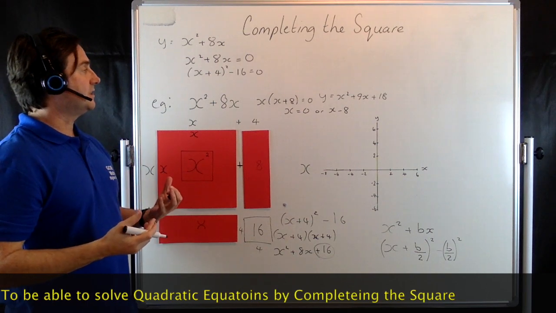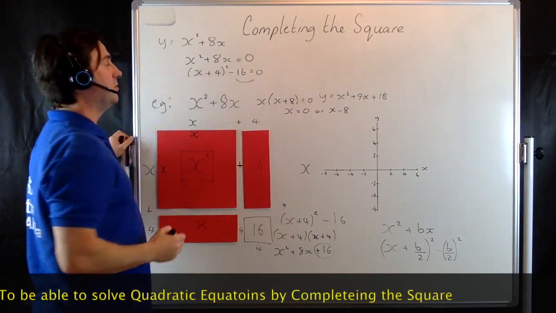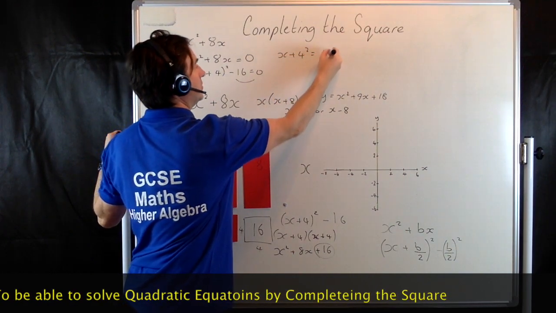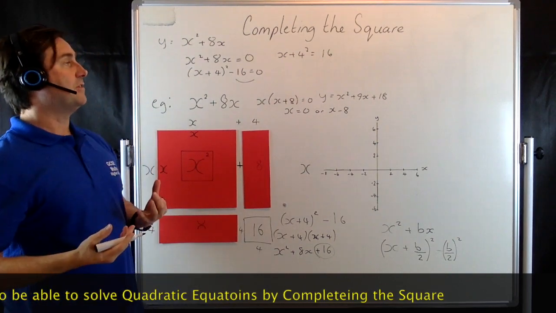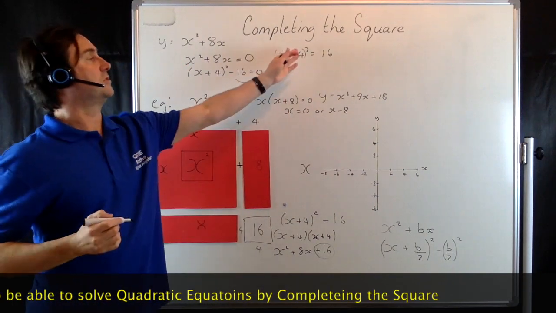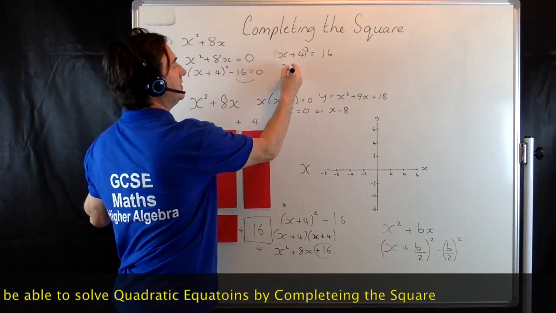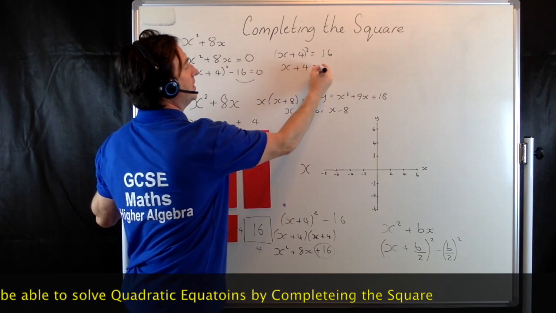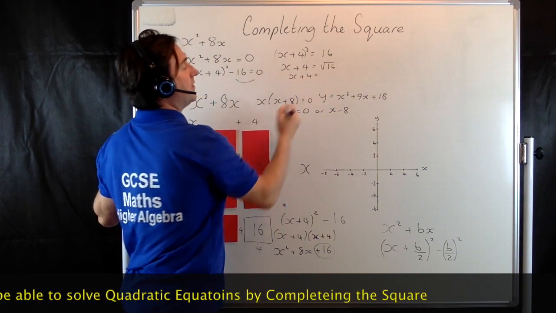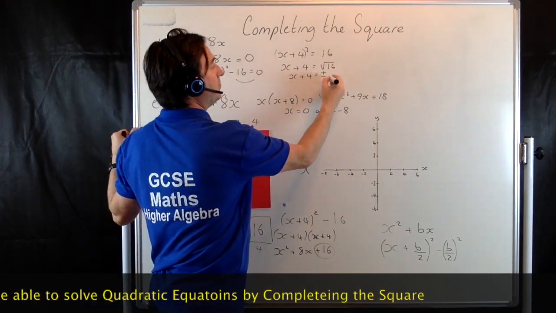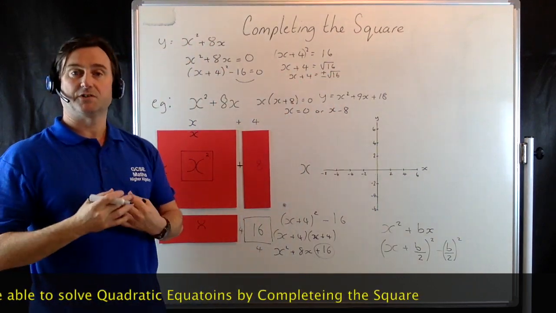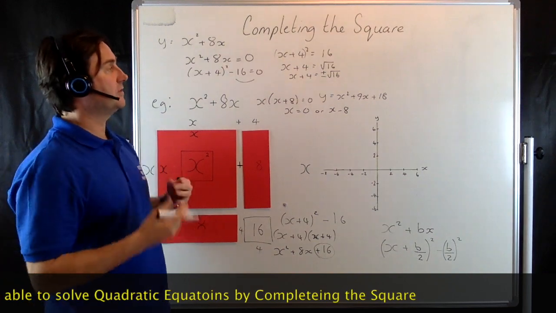If I now take the 16 over to the other side of the equation, I'm left with x plus 4 squared equals positive 16. What I'm now going to do is take the squared over and square root the 16. So I get x plus 4 equals root 16. So x plus 4 is going to equal plus or minus root 16, because we know that any root has a positive and a negative answer to it. So we're going to get our two solutions.